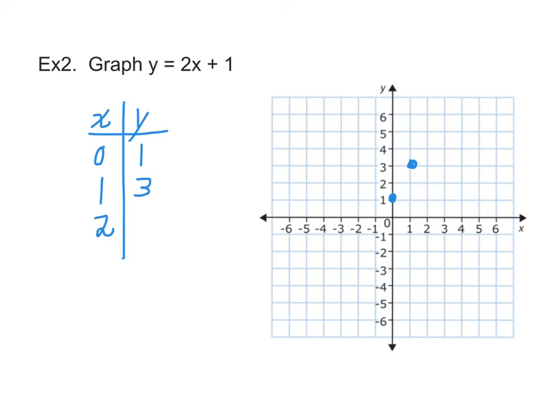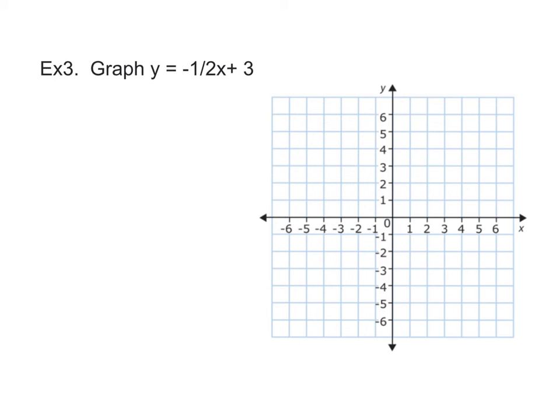Now that's enough, but let me keep going just to see if this is done correctly. 2 times 2 plus 1. This should do it. Let me go ahead and plot the line then that goes through these points. There it is. The graph of the equation y equals 2x plus 1. Let's do one more.